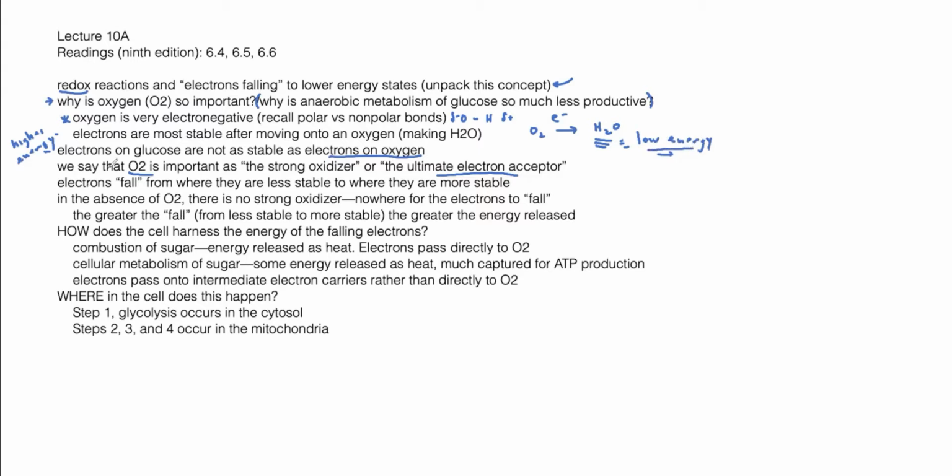Right? In the absence of oxygen, now getting at the second question here, why is anaerobic metabolism of glucose so much less productive? In the absence of oxygen, we don't have that strong oxygen acceptor. We don't have that strong oxidizer. There's nowhere for the electrons to fall. That deep pit where the electrons could fall is not there. And so the electrons, if they're going to fall at all, they've got to fall to some lower point that's not that much lower compared to where we're starting off, right?